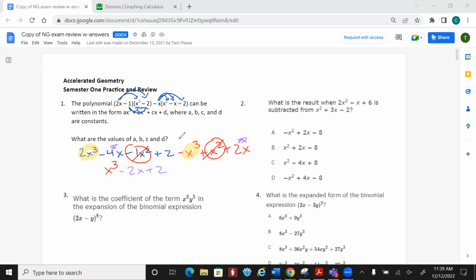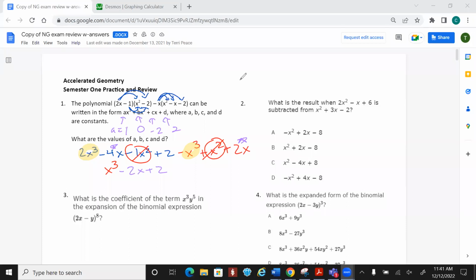Okay. Now they ask for what are the constants. So for A, that would be 3. I'm sorry. For A, that would be 1. For B, that's going to be 0 because there's no x squared term. For C, that's going to be a negative 2. And for D, that's going to be 2. The unsimplified version.